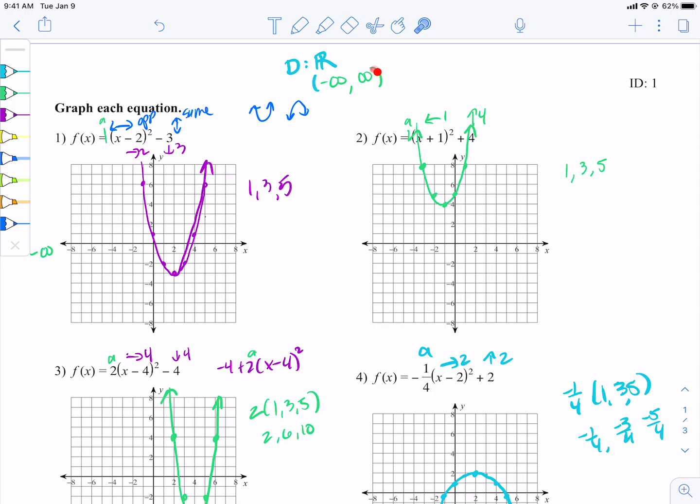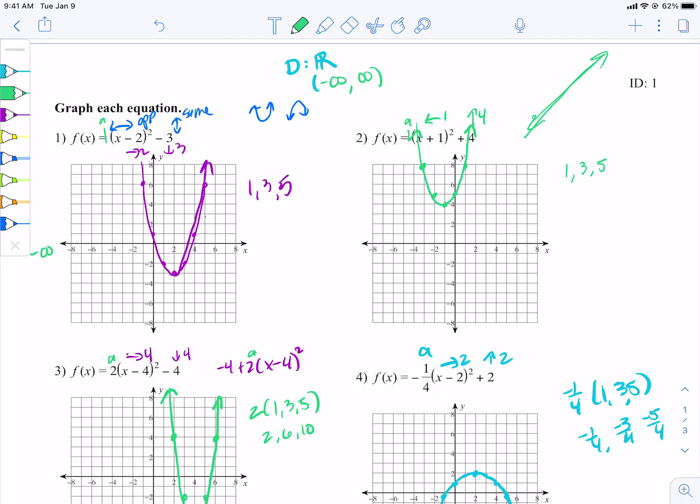Now, the rounded parentheses show that it's not equal to it, or we always use it with our infinities. Okay? So our domain for all parabolas is negative infinity to infinity. Same thing with our lines that you've done before. Our lines are always going all the way to the left and all the way to the right.